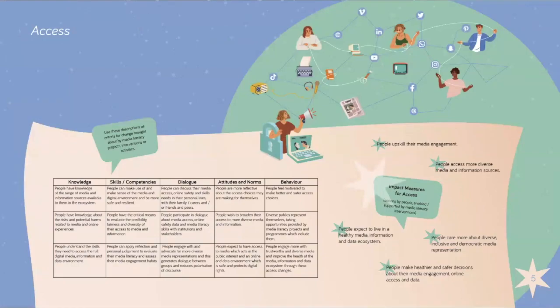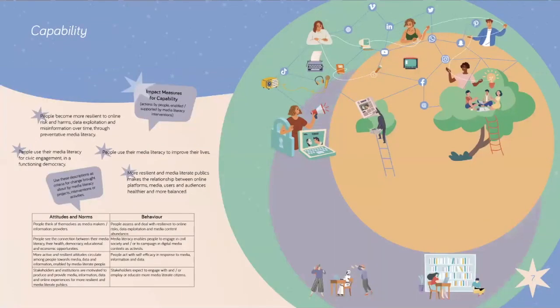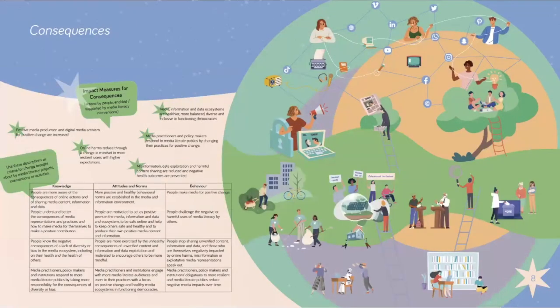This section helps you to reflect on the change objectives for each element of the theory of change in relation to knowledge, skills, competencies, dialogue, attitudes, and norms and behaviour. Access. Awareness. Capability. Consequences.